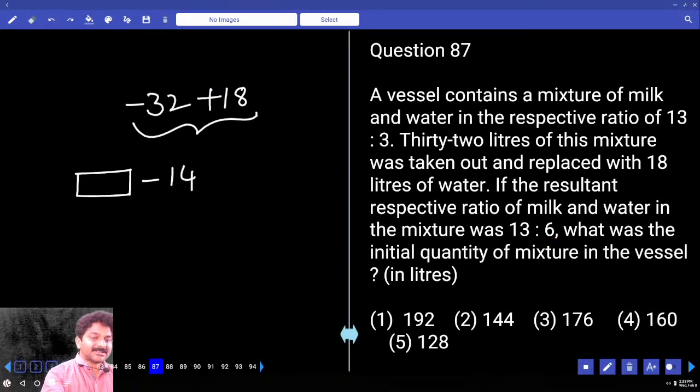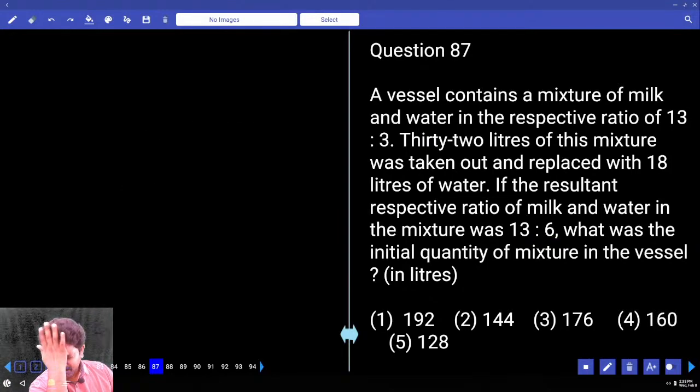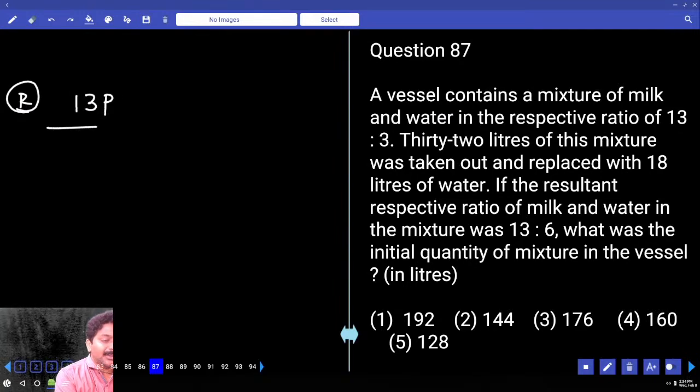Otherwise, how much quantity is taken out? In that, what is the ratio between milk and water? How much is the remaining quantity? Even in the remaining quantity, the ratio between milk and water must be 13:3. I am taking remaining quantity only. In the remaining quantity, milk is 13 parts, water is 3 parts. This is not my total quantity, this is remaining quantity only. Okay? Right. How many liters of water is added?